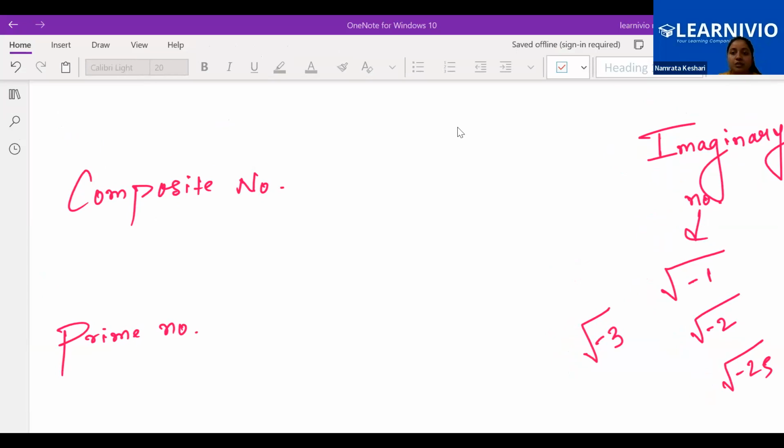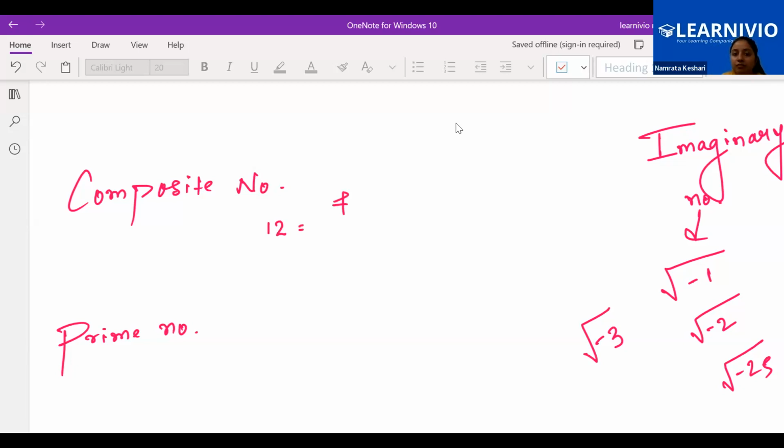What is a composite number? Numbers which have factors more than one and the number itself. Yeah, which have more factors than the number itself and one. Okay. Yes, any number, like if we are taking the number 12, we can say factors.